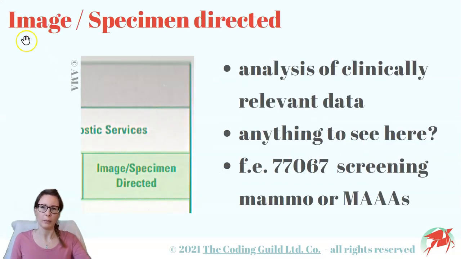Compare this to image or specimen-directed services, where the goal is to find clinically relevant data. The algorithm is trained to look for anything in the specimen that could indicate trouble. An example is code 77067 for a screening mammogram. Here the patient doesn't have signs and symptoms on which the exam is based. The AI is looking at the results and highlighting anything potentially suspicious for the provider.